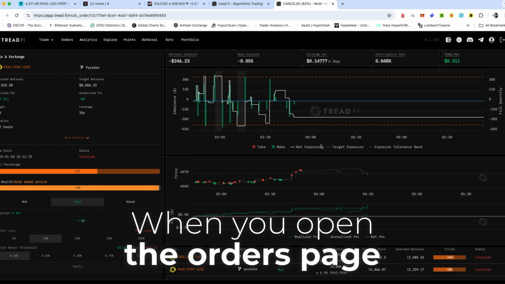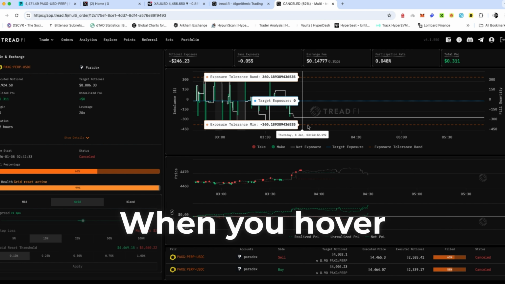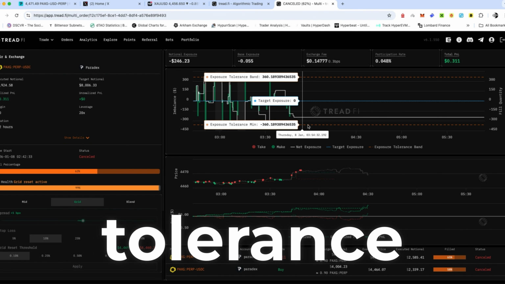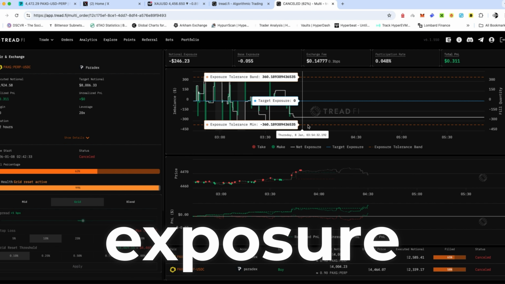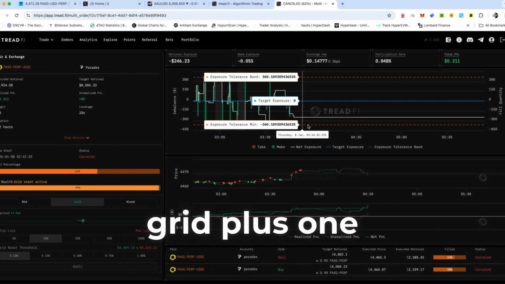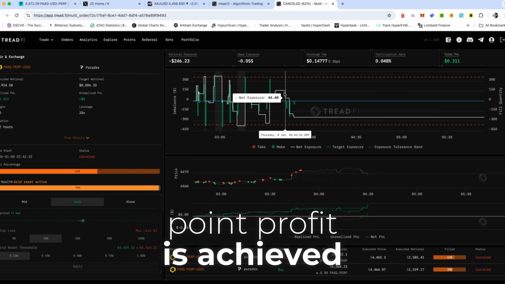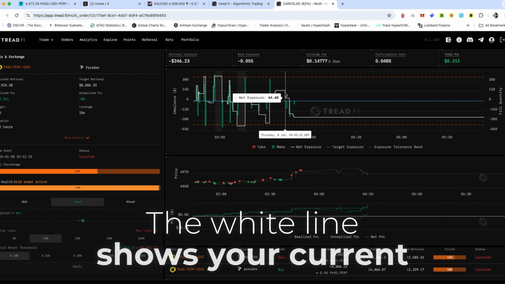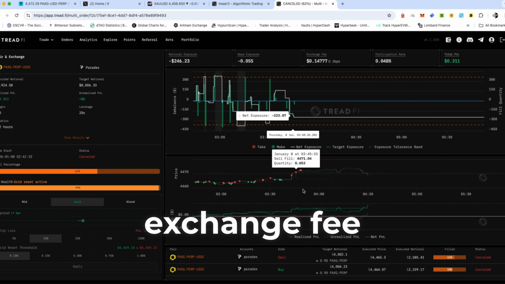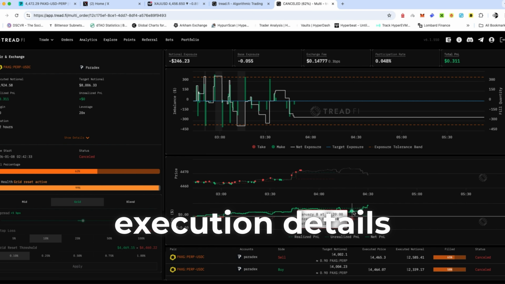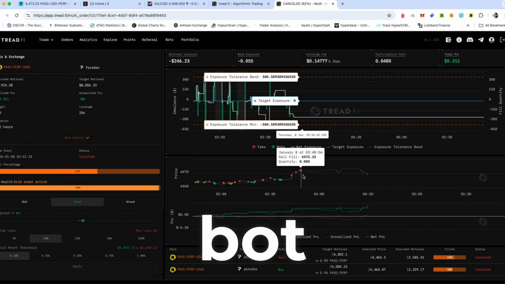When you open the orders page, under Fill Quantity, you will see an orange dotted line. When you hover over it, it shows maximum exposure tolerance, the maximum exposure your bot can build. Once your exposure reaches this limit, and if you are using grid plus 1, the bot will only close position when 1 basis point profit is achieved. The white line shows your current exposure. You can also see current PNL, exchange fee, execution details, and that's how you use the trade market maker board from start to finish.